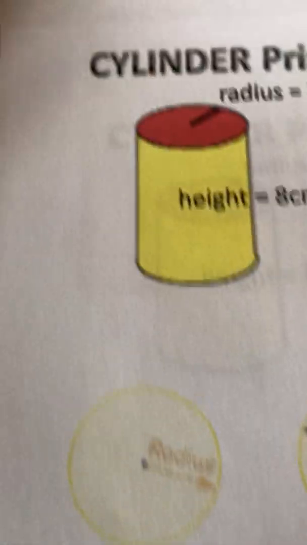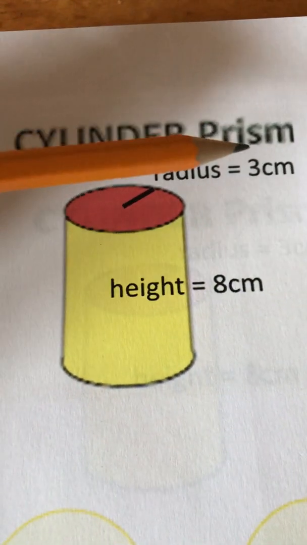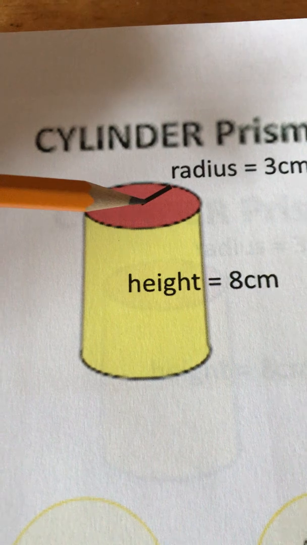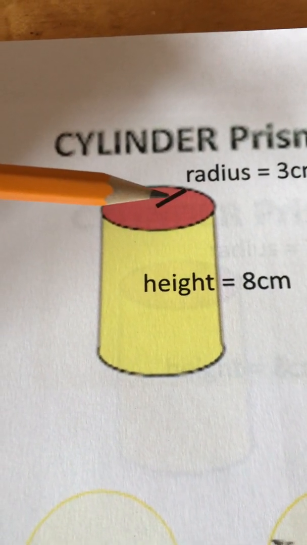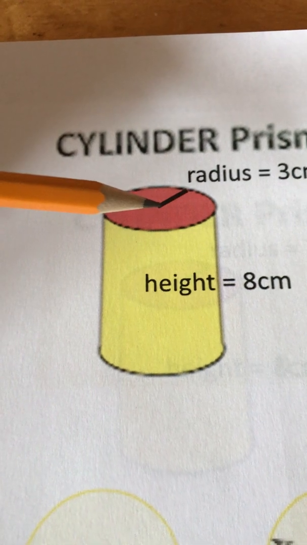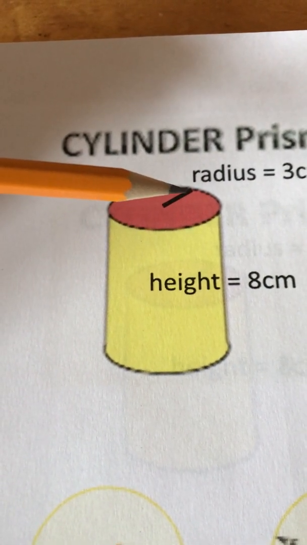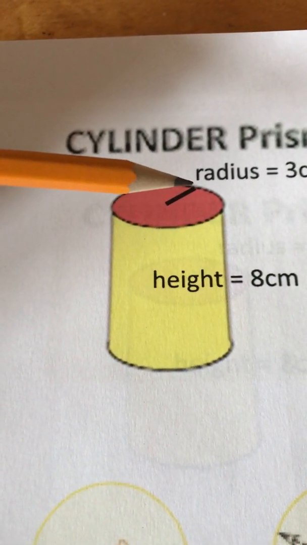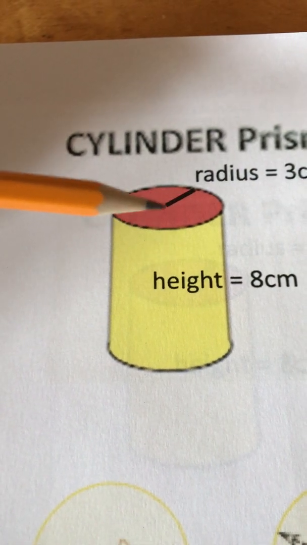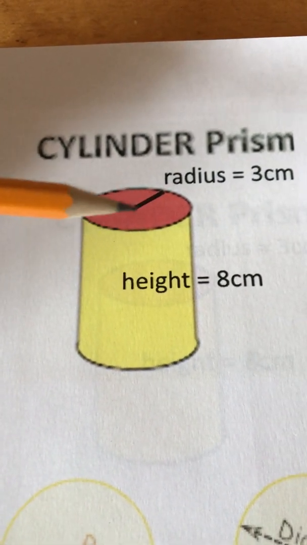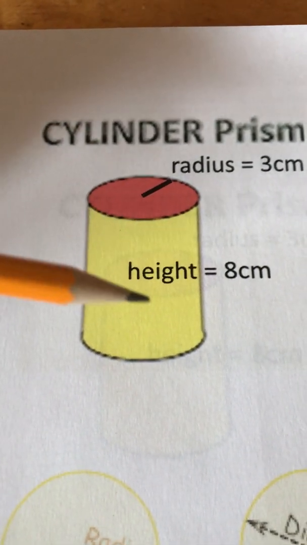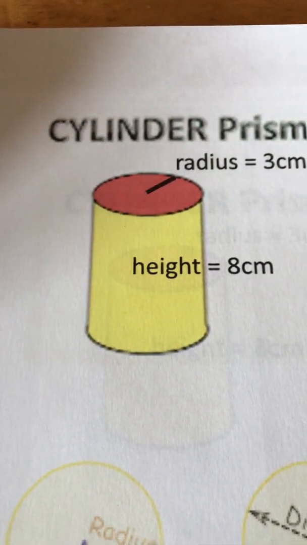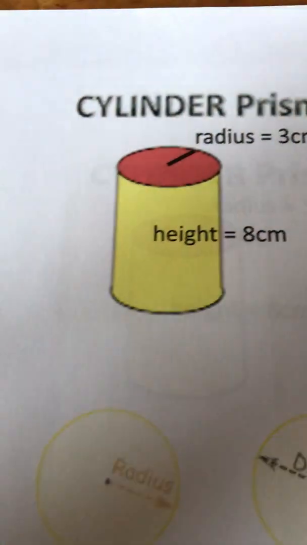Okay. Well, there's a couple things we need to know. First of all, in this question, it says the radius is 3 centimeters. In other words, it goes from the center to the outside is 3 centimeters. What's a radius? Distance from the center to the outside. What's a diameter? Diameter is all the way through. So if the radius is 3, the diameter would be 6. And the height is 8.